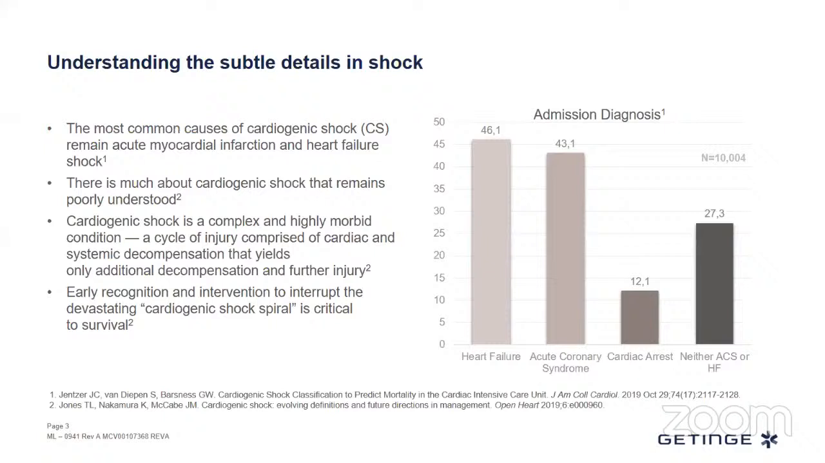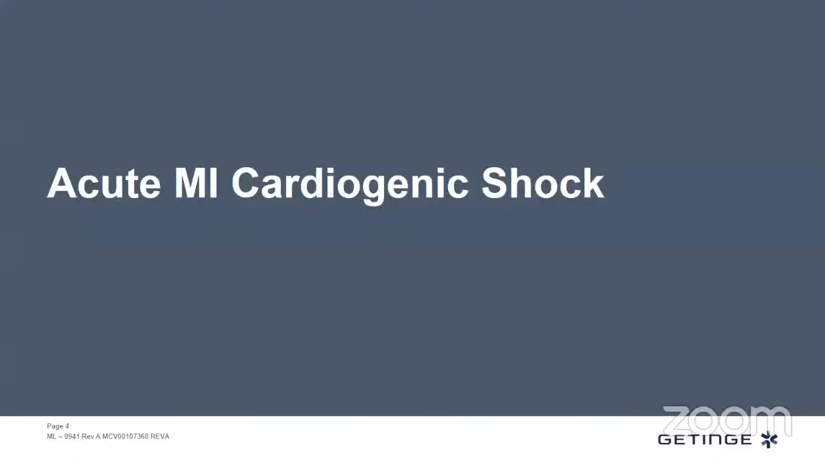Before you look at shock, it can have many etiologies. The main causes are acute myocardial infarction and acute and chronic heart failure. It's a complex entity made up of a vicious cycle of injury, cardiac and systemic decompensation, further injury, and more decompensation. And you're experts on this already. But the one area that everybody agrees upon is that early recognition and intervention is critical in interrupting the devastating shock spiral in any patient.